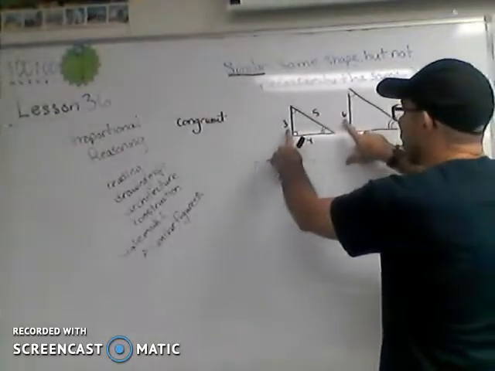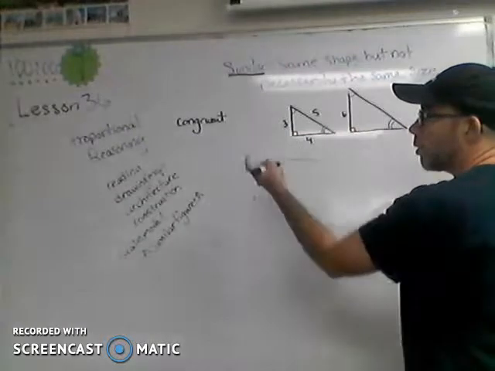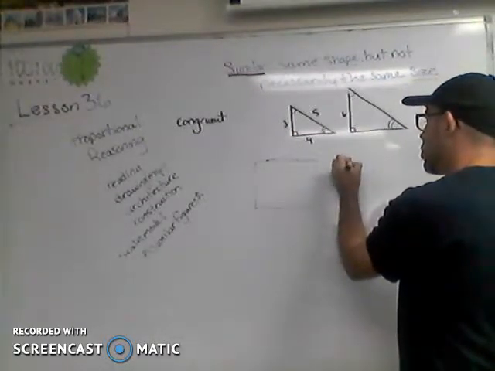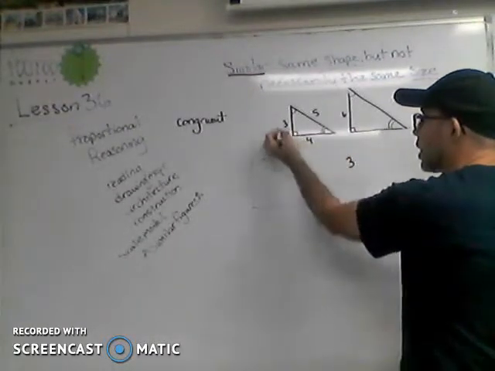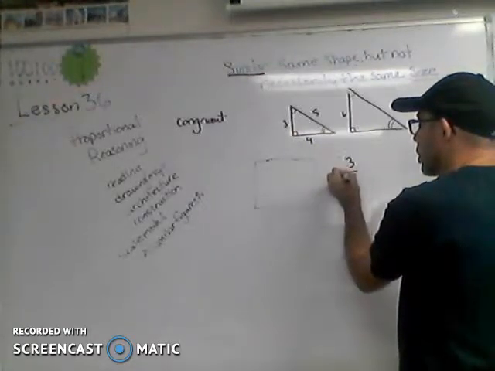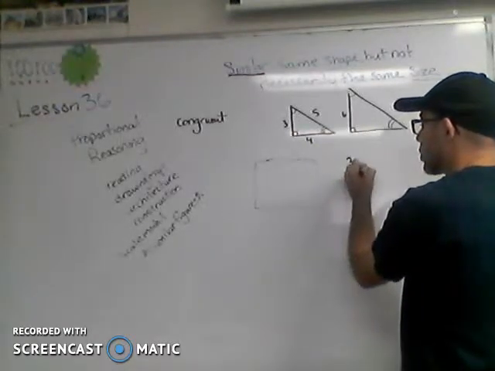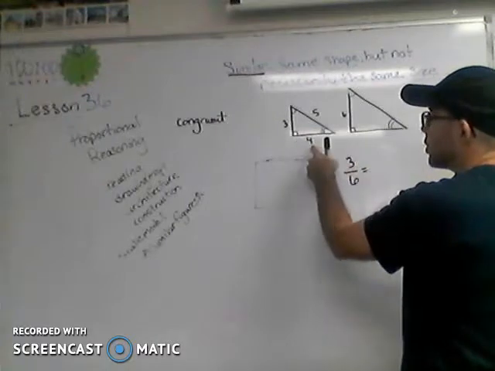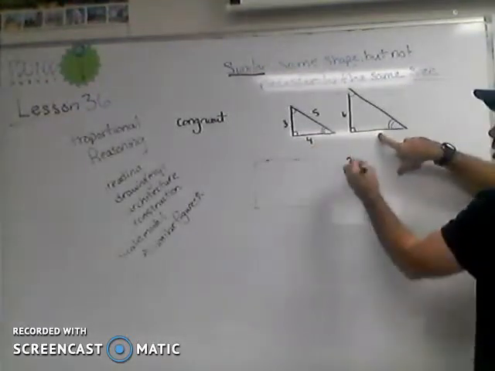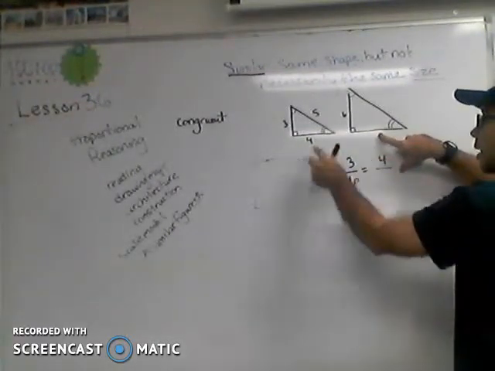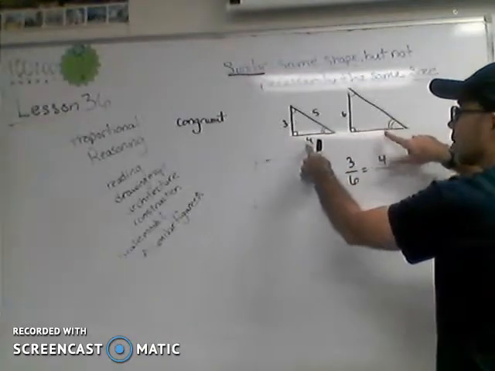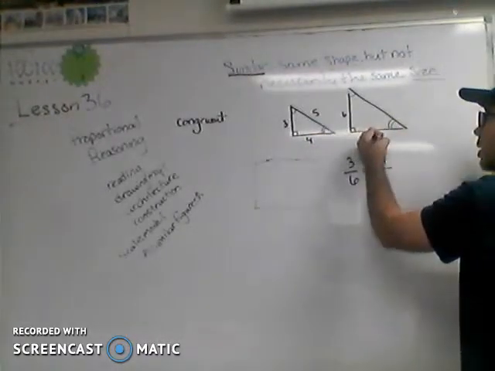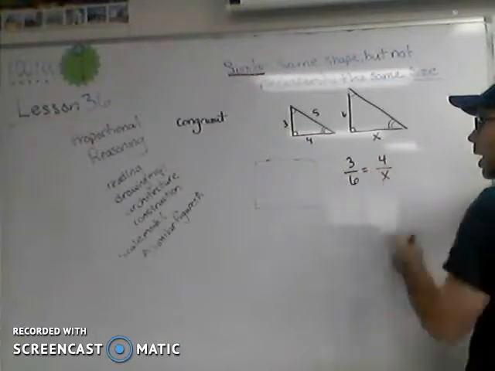So what we do is make up a ratio, a proportion. We start off with 3 on this triangle, and we're going to go to 6 on the other triangle. So if I was going to figure out what this side is right here, I would start with the fact that 3 to 6 is going to be the same ratio as 4 to... let's call this side x.